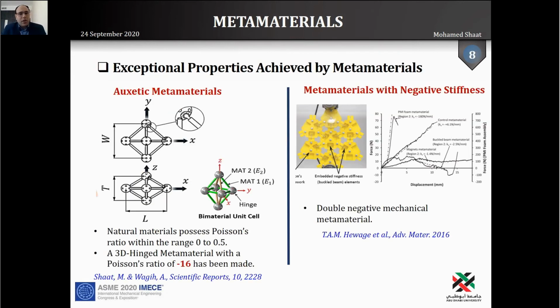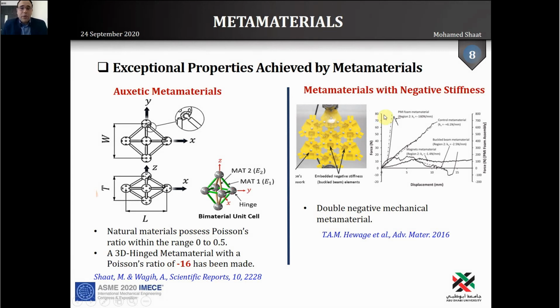Like, for example, the auxetic metamaterial. These materials are with negative Poisson's ratio. This is, for example, our design of a 3D hinged metamaterial. This is the unit cell of the metamaterial that is made of a hybrid material. And this type of metamaterial has achieved a giant Poisson's ratio of -16. This work is published in Scientific Reports.